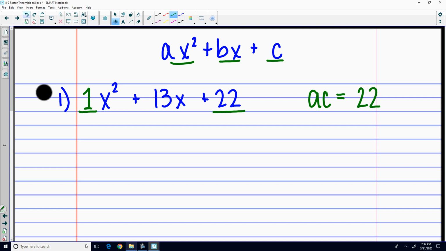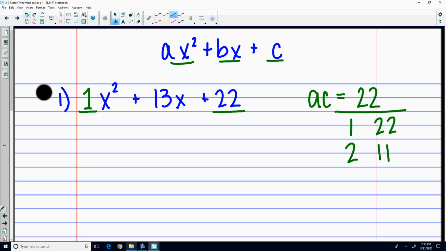I now want to find all the factors of 22, all the multiplication problems that multiply to 22. So I have 1 and 22, 2 and 11, and I think that's it for all my multiplication problems. Those are my choices for my binomials, either 1 and 22 or 2 and 11.